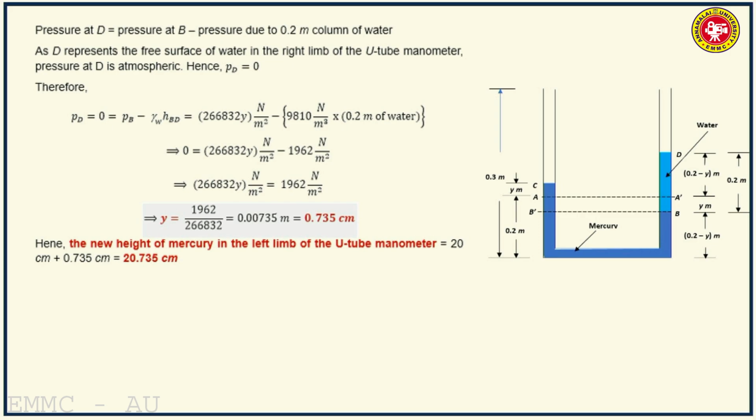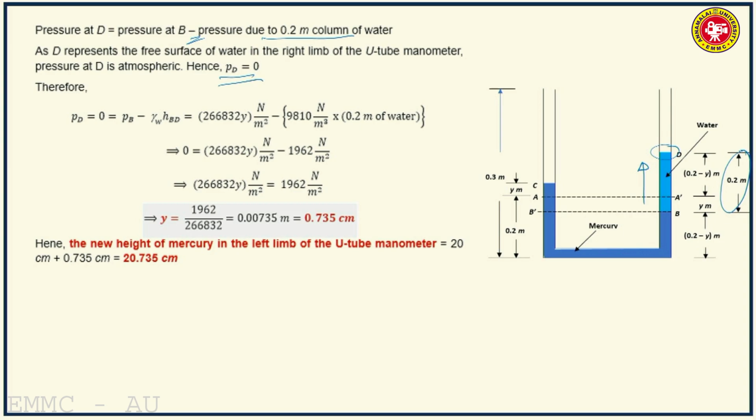And pressure at D will be pressure at B minus pressure due to 0.2 meters of water. That is this one. From B to D you are moving up, so pressure decreases, so minus. D is exposed to atmosphere, so the pressure at the surface of water in the right limb at D is atmospheric. So PD is equal to 0.